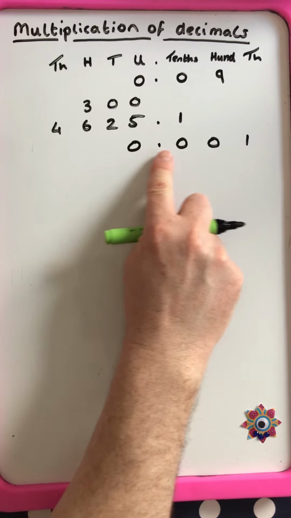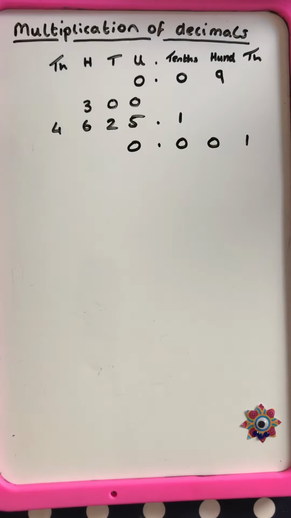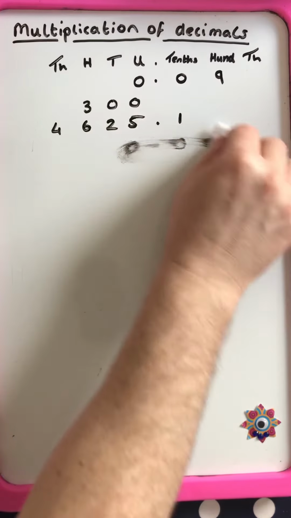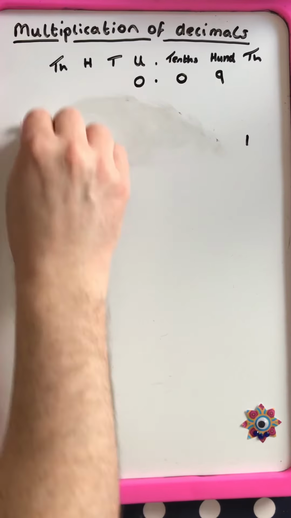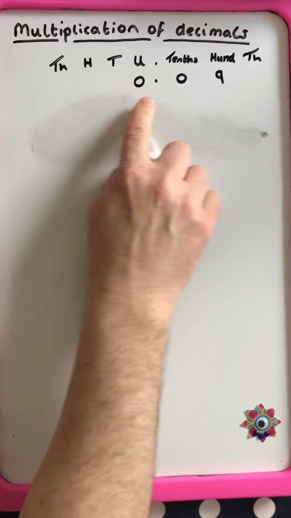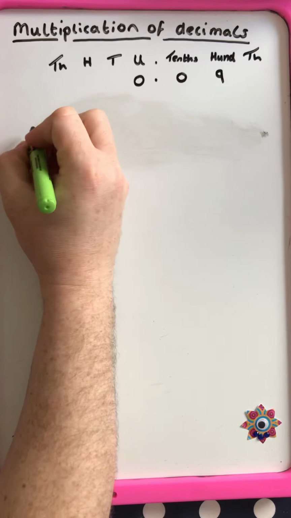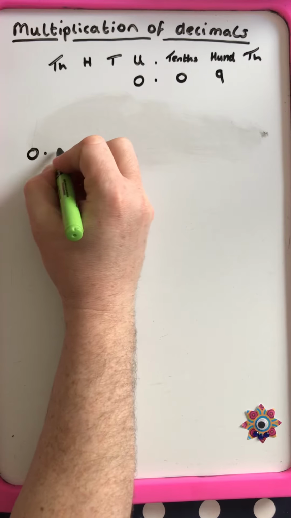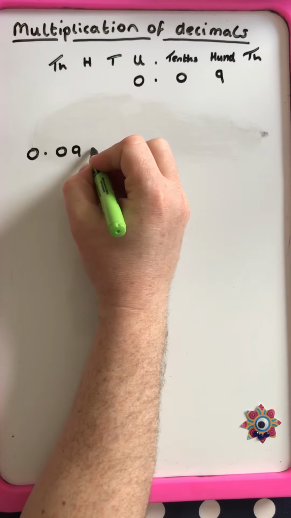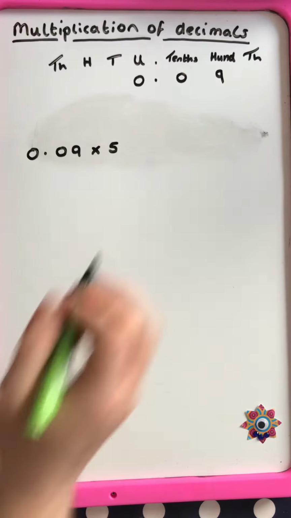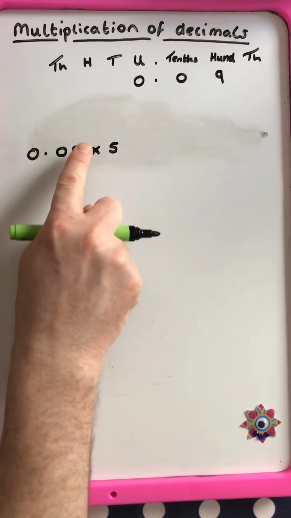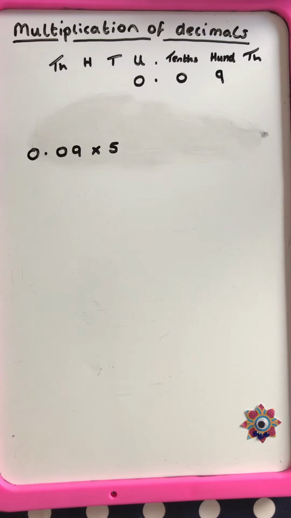1,000th. So we're looking today at multiplying numbers like this. Let's say we want to multiply that by 5. So this sum could look like this: 0.09 times 5.